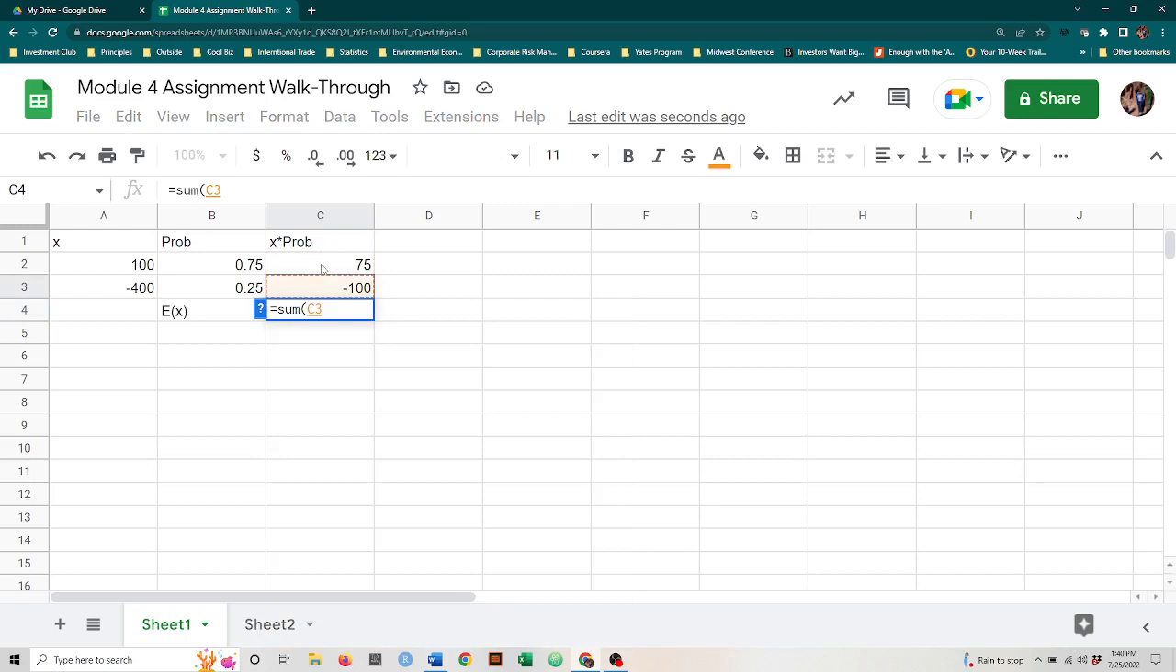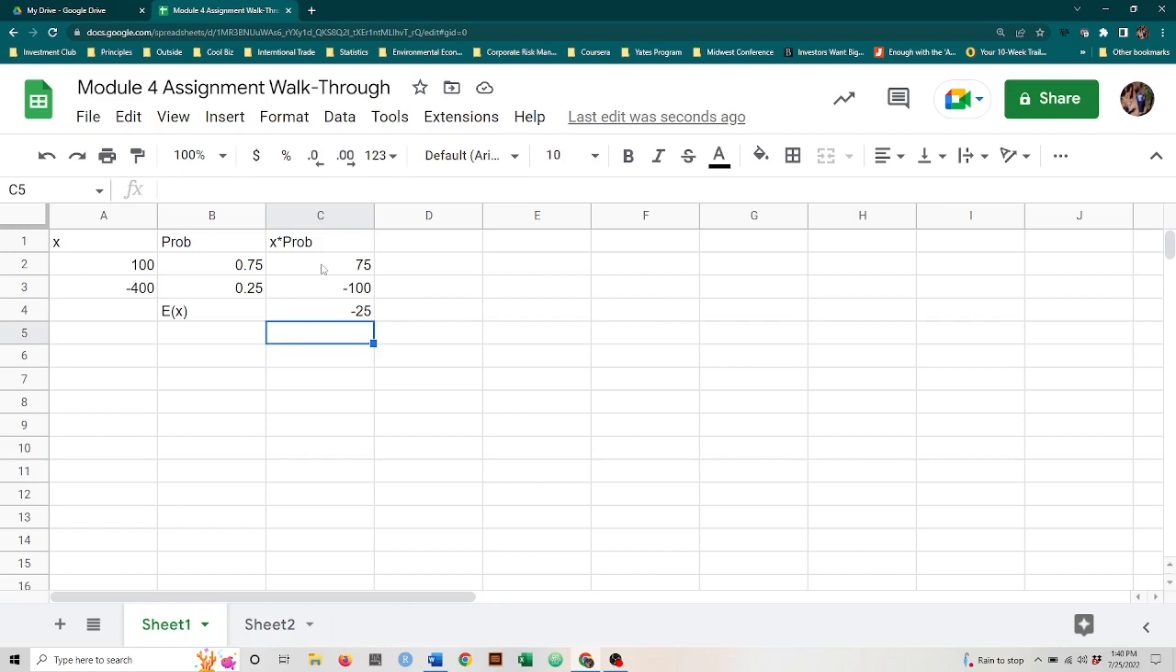You can use AutoSum to sum across those two values that we've got, and the expected value for our option is negative $25. So easy enough, we get the expected value. Be careful interpreting these. It's kind of like a weighted average.